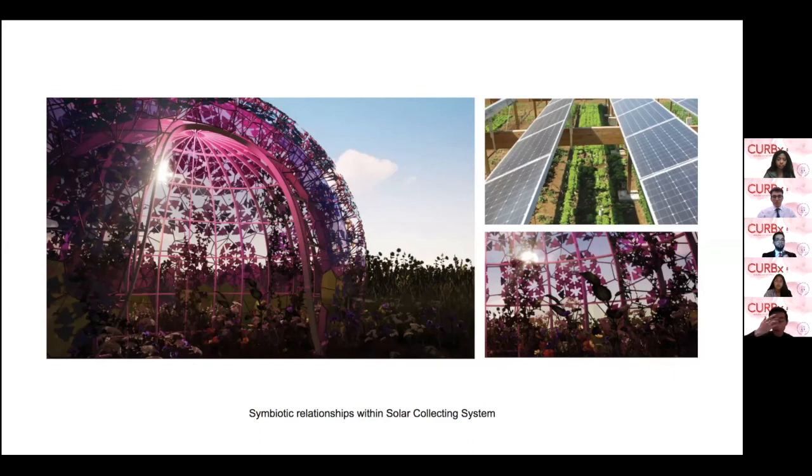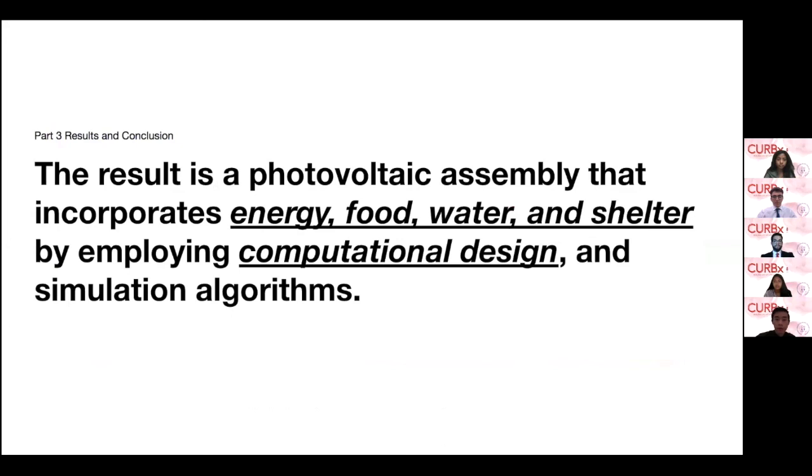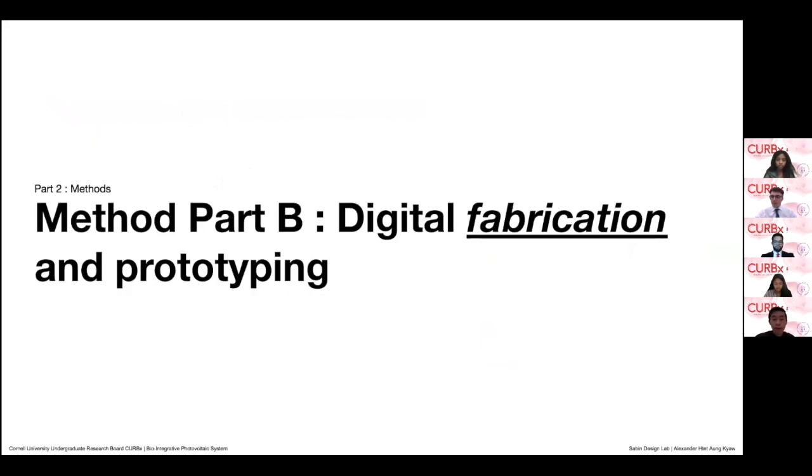And then all of this interconnectedness of biological functions and symbiotic relationships found in nature presents the possibility to design a system that is mutually beneficial and integrates sustainable energy with harvest, conservation, and shading into one synthesized structure. And the result is basically a photovoltaic assembly that incorporates energy, food, water, and shelter by employing computational design and simulation algorithms. And then the second part of this whole research is to fabricate and prototype it.